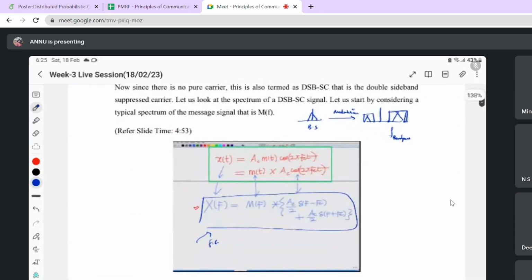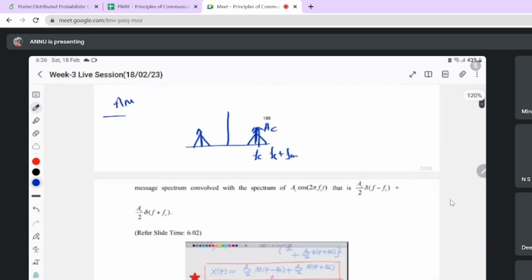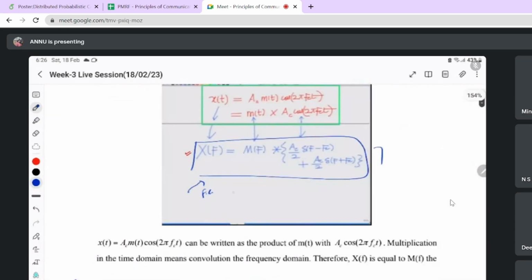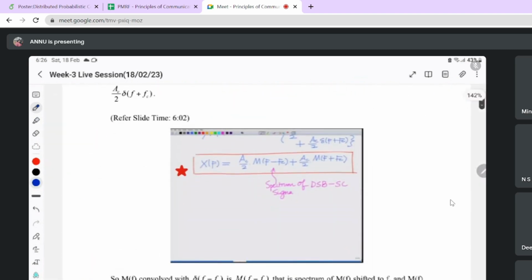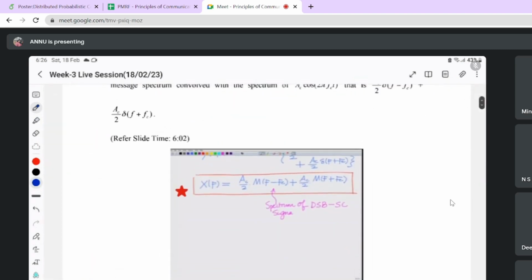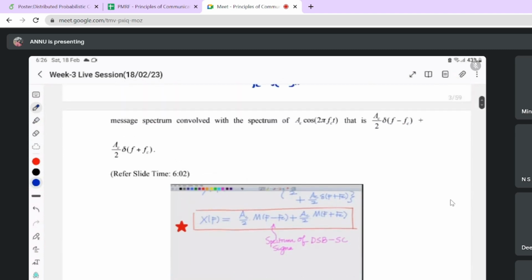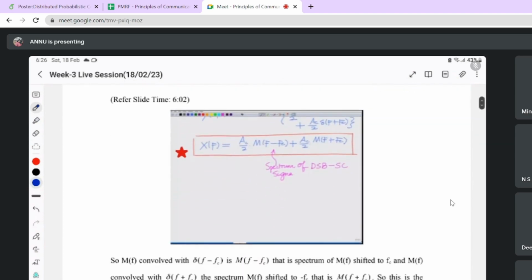Sir has defined xt equals AC mt cos 2 pi fct. So in the frequency domain, how will it look? Let us draw this. Here we will have mf. The spectrum of the DSB-SC signal is AC by 2 MF of f minus FC plus AC by 2 MF of f plus FC.